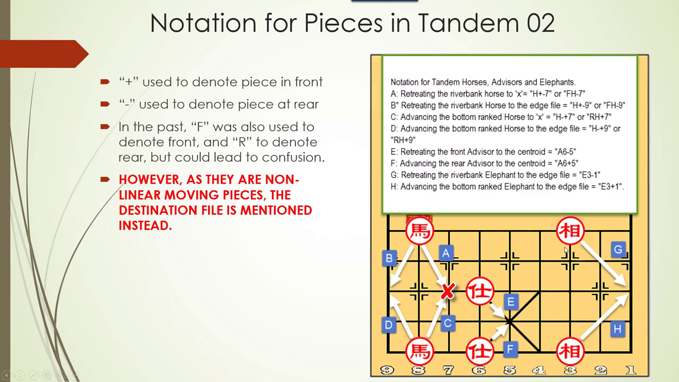For advisors and elephants, there is no need to use the plus or minus sign to denote which piece was in front, because there's only one move possible. For example, if the advisor here were to move to the centroid of the palace, only one move is possible, A6 minus 5. It would not be possible to use A6 minus 5 to refer to moving this advisor to the centroid. The same thing goes for the elephant.